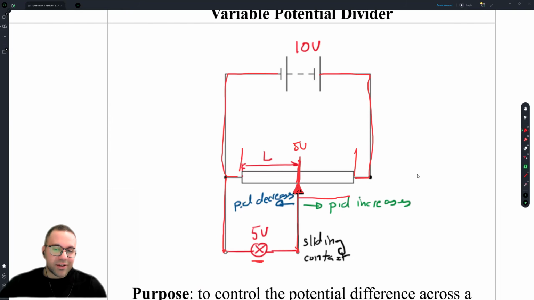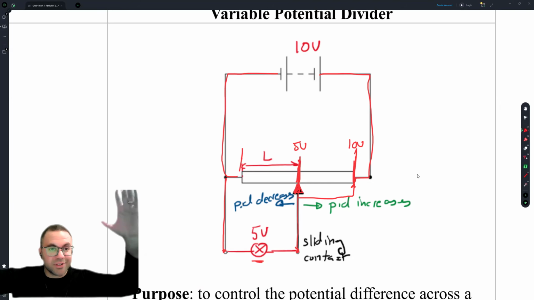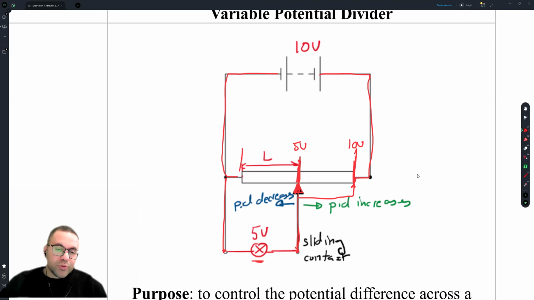What if you move this parallel here to the very end? You get the full 10 volts because you're now parallel to the entire wire. What if you move it to the left? You get nothing because you're parallel to nothing. Look, you're parallel to an empty wire, like it's nothing. This is called the variable potential divider.